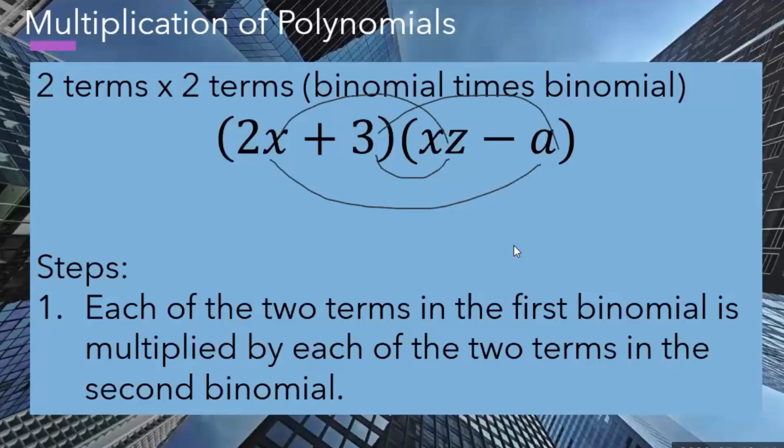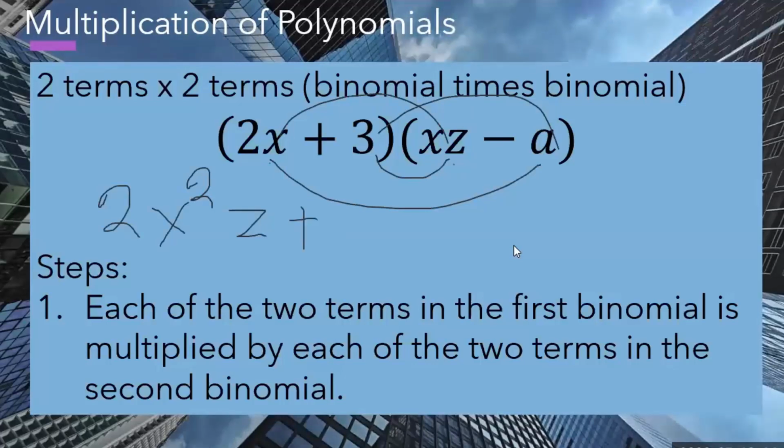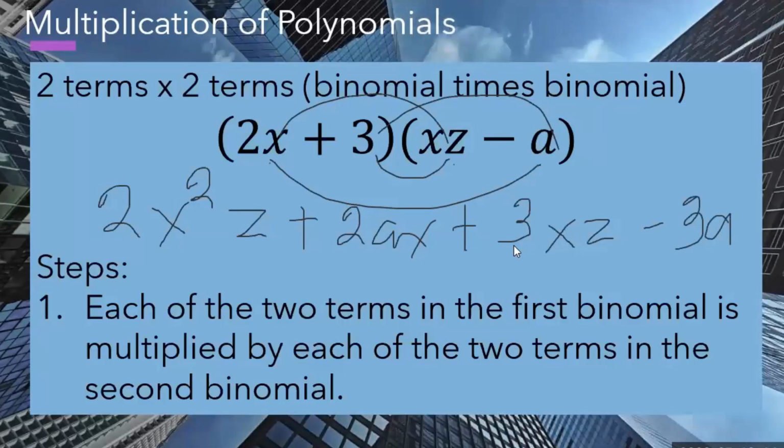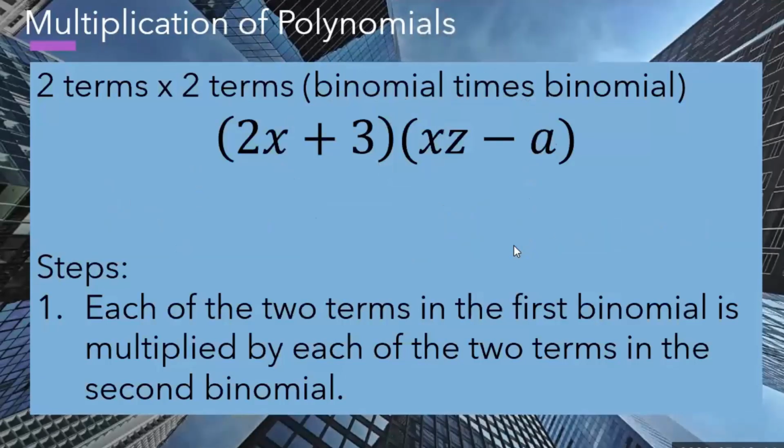Okay, so 2x times xz, we have 2x squared z. How about yung outer term naman? 2x times a. Okay, 2ax. How about yung third term? 3xz. How about yung fourth, yung last term? Okay, minus 3a. Can you combine anything? Wala. So that is your final answer. Okay? Next.